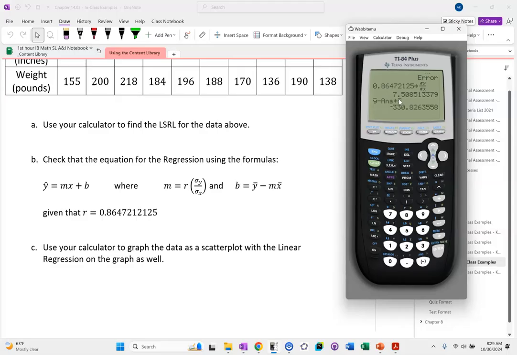Everybody's cool? Same values as when we did the line, right? Yeah, or thereabouts. The lines are all set. Just saying to check. Part B says check the equations for the regression using these formulas. Just demonstrating that you get the same result.